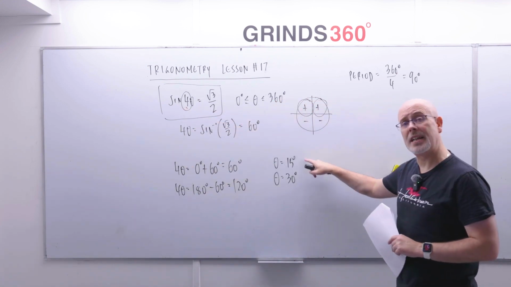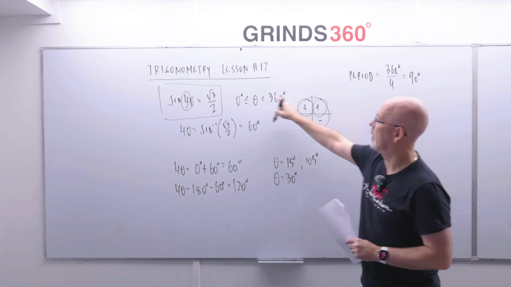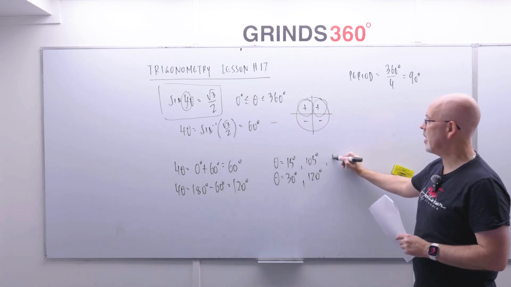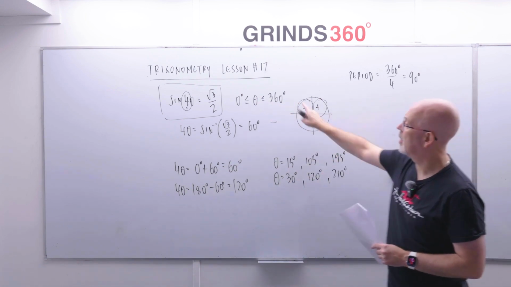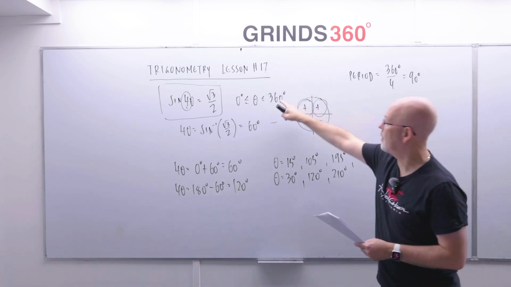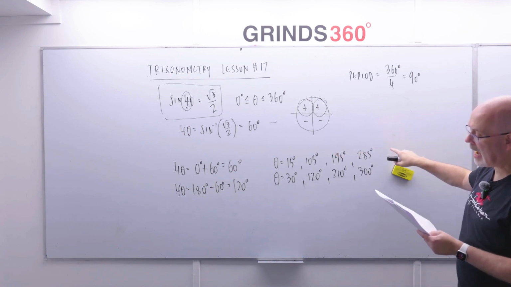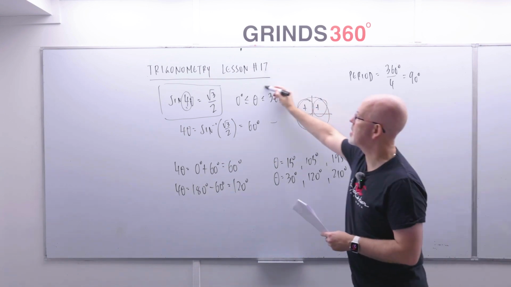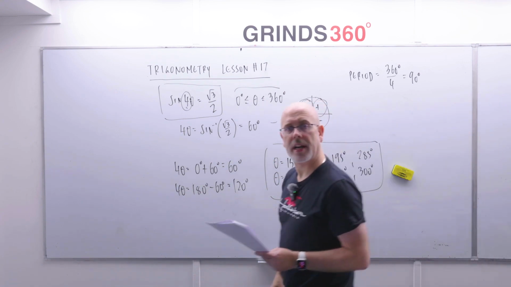So all I've got to do now is keep adding 90 to these two until I go bust. Add 90 there, I get 105. That's fine. Add 90 here, I get 120. Add 90, I get 195. Add 90, I get 210. Add 90, I get 285. Add 90, I get 300. Add 90 again, I get 375. No use, because that goes outside the range 0 to 360. So there are my answers. There are 8 solutions, and they're the answers there.